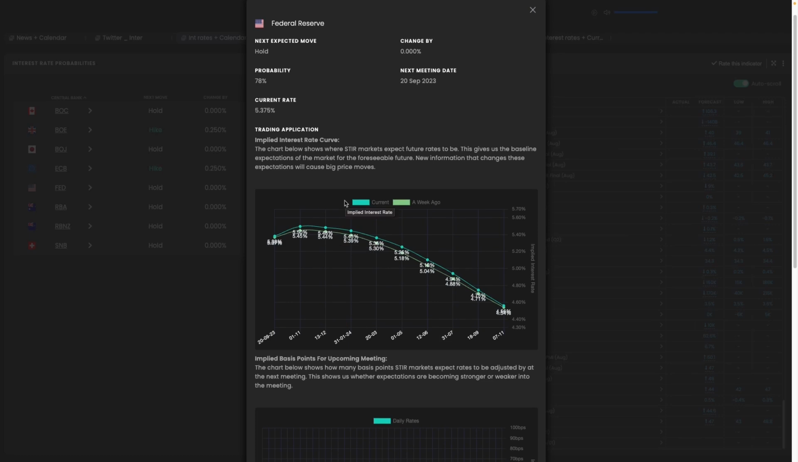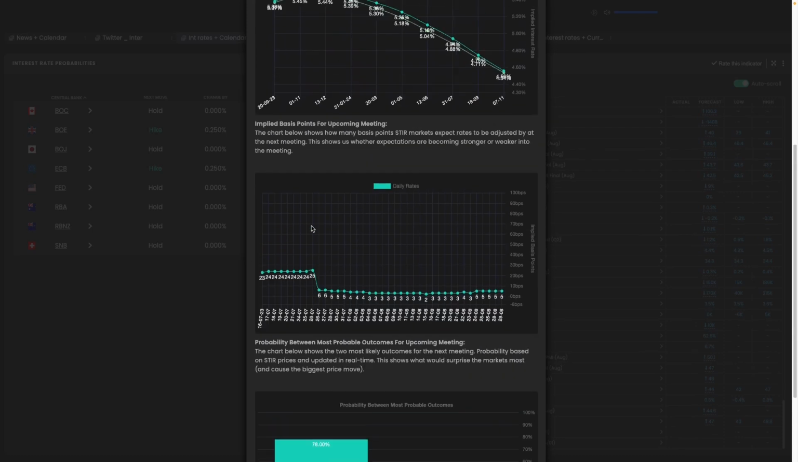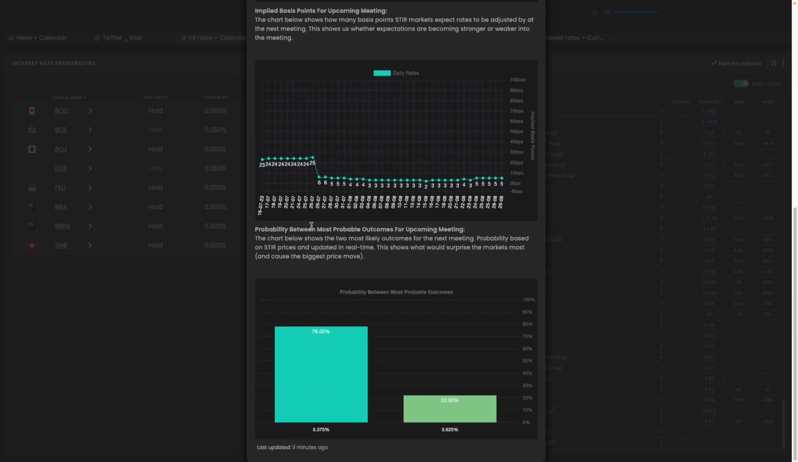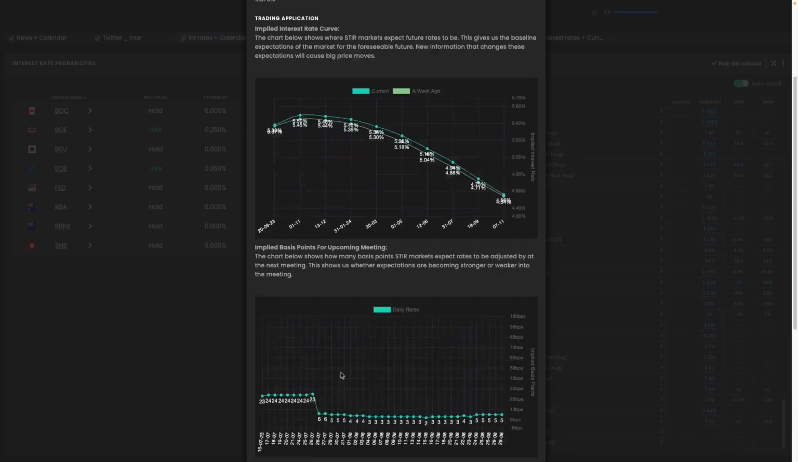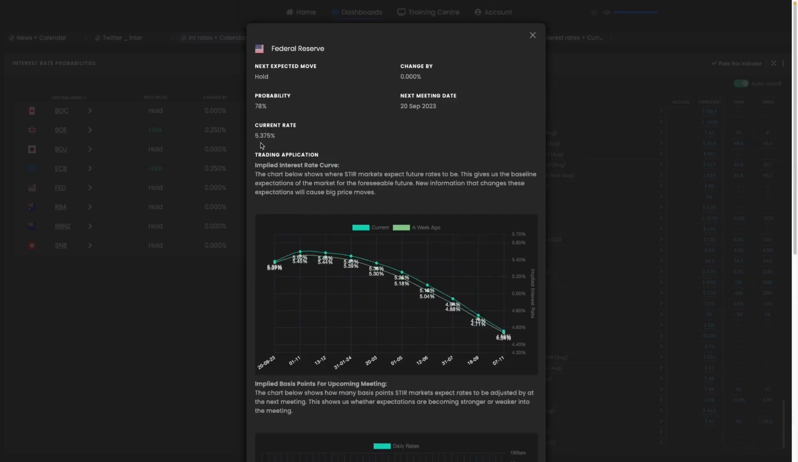So the terminal rate now, according to short-term interest rate markets, is about 5.45%. So short-term interest rate markets are saying that's it. There's pretty much no more Federal Reserve interest rate hike. There's a 78% chance that the Fed will not change interest rates on the 20th of September.